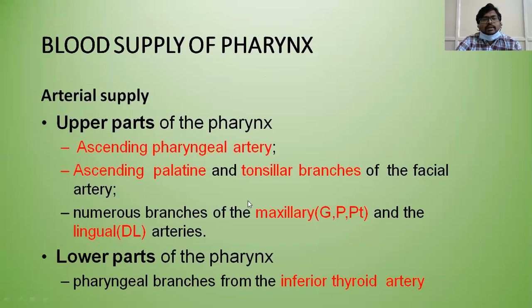Now coming to blood supply of the pharynx. The main blood supply of the pharynx is the ascending pharyngeal artery. The other branches are ascending palatine and tonsillar branches of facial artery. And there are numerous branches of maxillary and lingual artery. Branches from the maxillary artery are greater palatine, pharyngeal, and pterygoid branches. Branches from the lingual artery are the dorsalis lingual artery. The lower parts of the pharynx are supplied by the branches from the inferior thyroid artery.